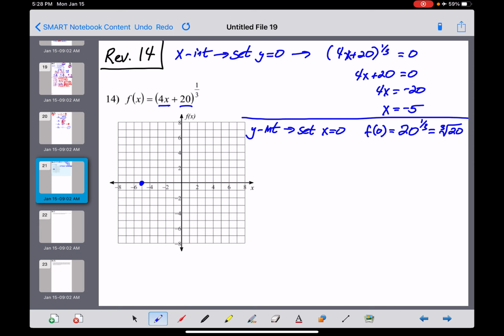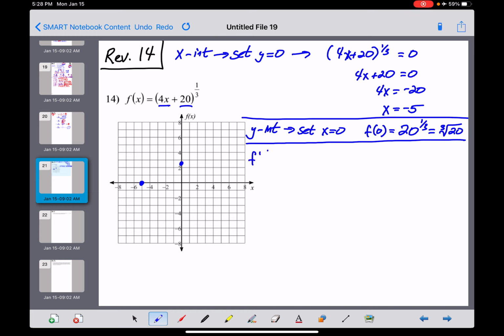So let's think about that for a second, and I'm really not that worried about getting this thing super accurate. The cube root of 8 would be 2, the cube root of 27 would be 3, so this number is going to be somewhere between 2 and 3, and if I had to guess, maybe a little bit closer to 3, but it doesn't really matter. So that's how we would use our x-intercept and our y-intercept to get a little bit of information about what this graph looks like. Next thing it's asking for after those intercepts, x-coordinates of our critical points.